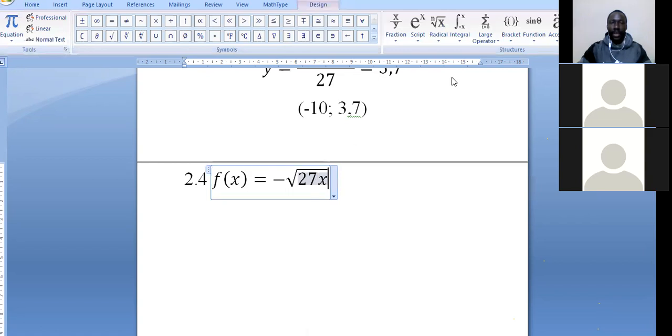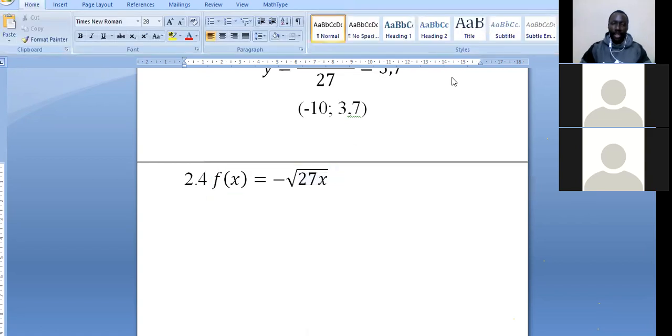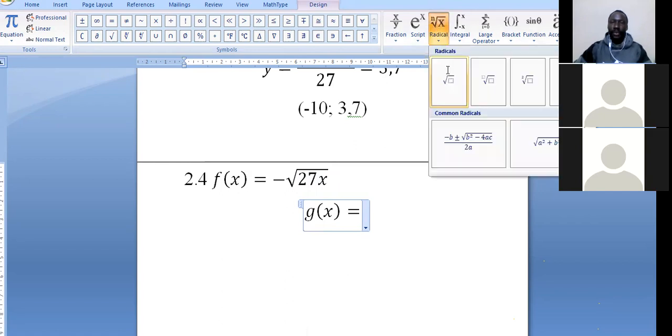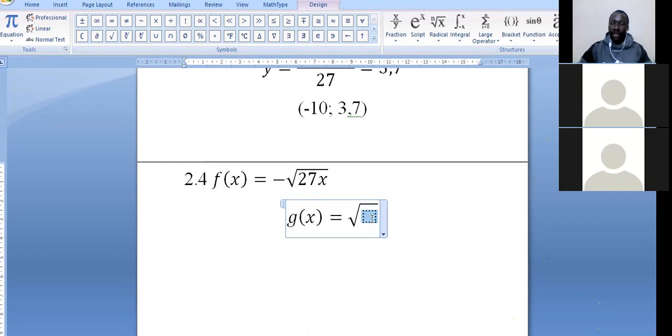Like that. Now, we have been given a new function. And what is that new function? The new function is the function g. G of x, it's also a function of x. And this new function is given as the square root of 27x. That's what we have.